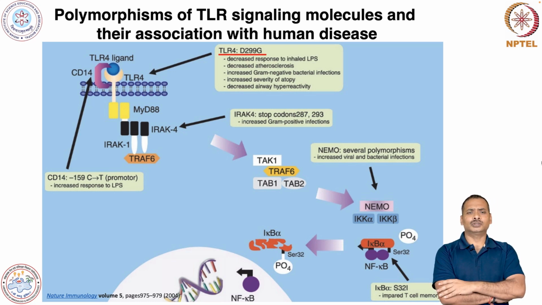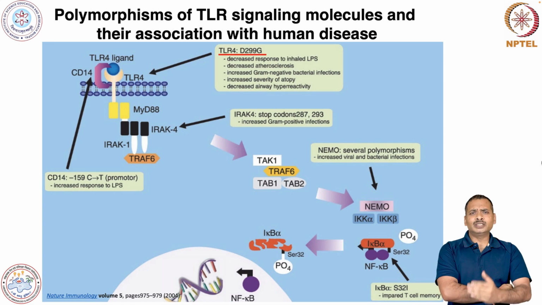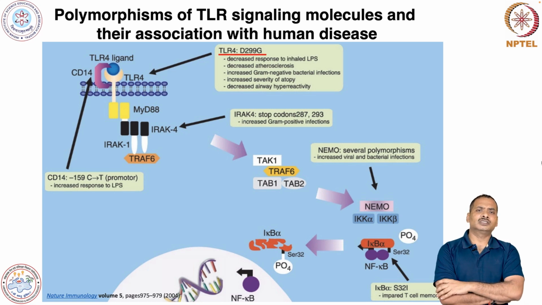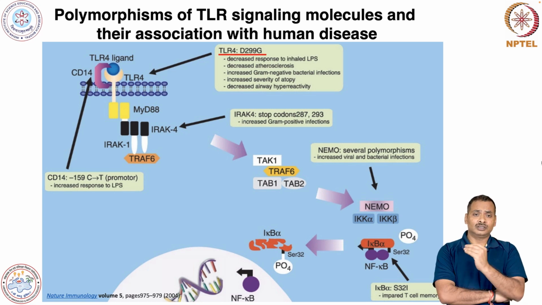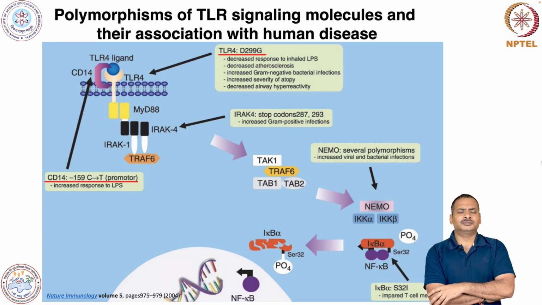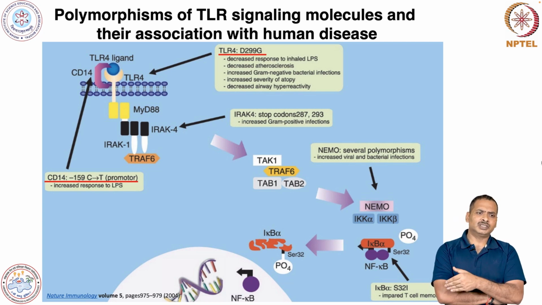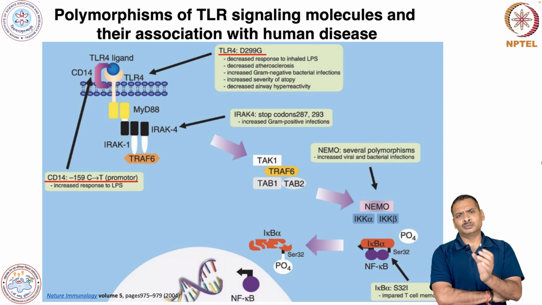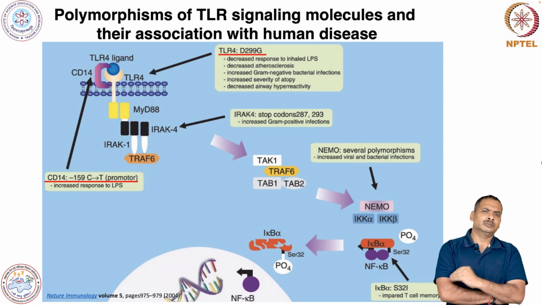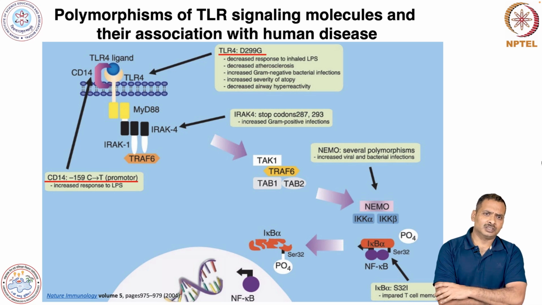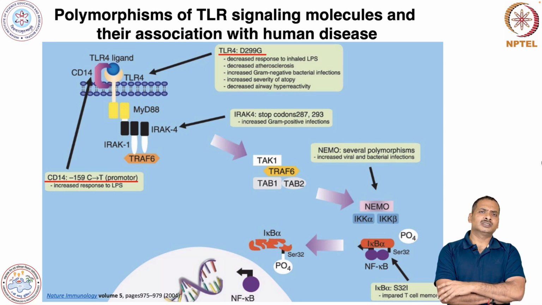So, this is also possible. So, all these conditions are associated with TLR4 mutation, this D299G, okay. There is also some polymorphism associated, that is CD14, and this mutation is basically present in the promoter region, okay, where the C is replaced by T, okay.